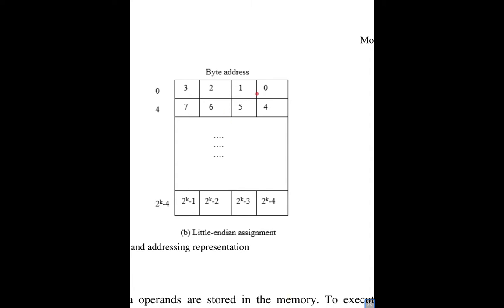I told you here 0, 1, 2, 3. Now my question to you: what is one word equal to? Can anybody give me the answer for this? What is one word? This is one memory location. This is total memory. Inside this memory, I will be having locations, right? So this is the memory of my system.